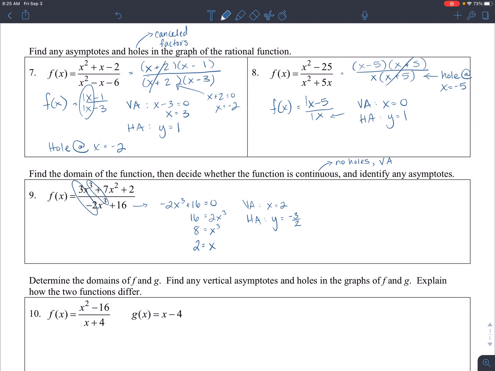And then is it continuous? No, it is not continuous because we have a vertical asymptote. And then finally we need to find the domain, and the domain is all real numbers except where you have vertical asymptotes, so except at 2. So we're going to get from negative infinity up to 2, to positive infinity.